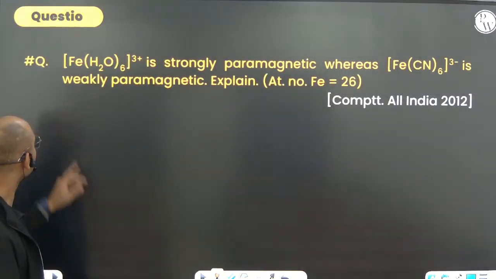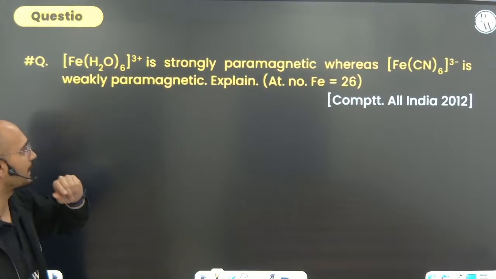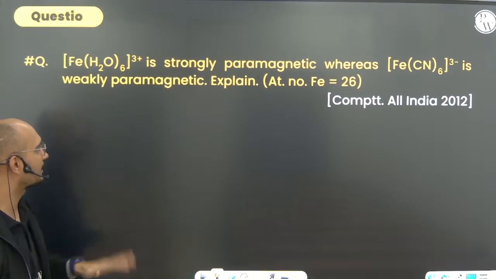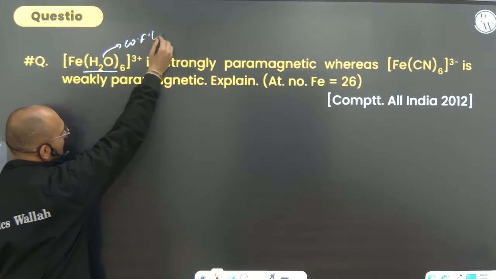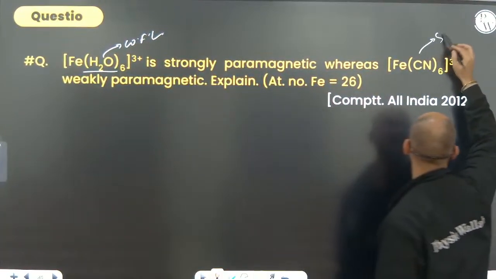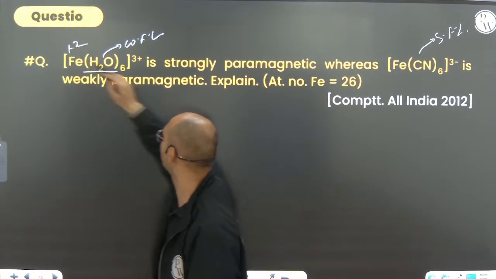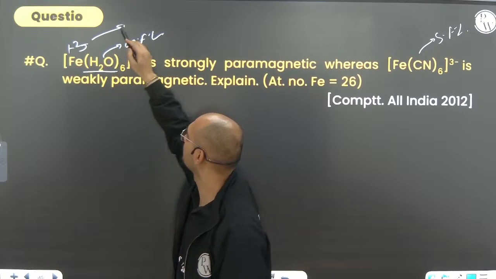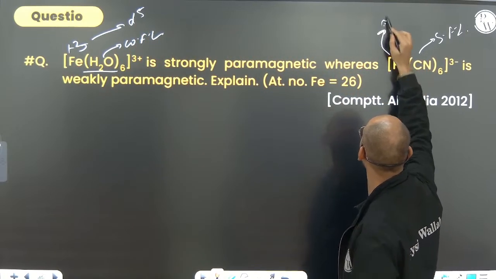Next, [Fe(H2O)6] is strongly paramagnetic, whereas this is weakly paramagnetic. Explain. Can you see? It is a weak field ligand, while this one is a strong field ligand. I hope you can see that due to the weak field ligand, d... +2 is there? No, +3 is there. So therefore it will come d5. Here also +3 is there, so it will also come d5.